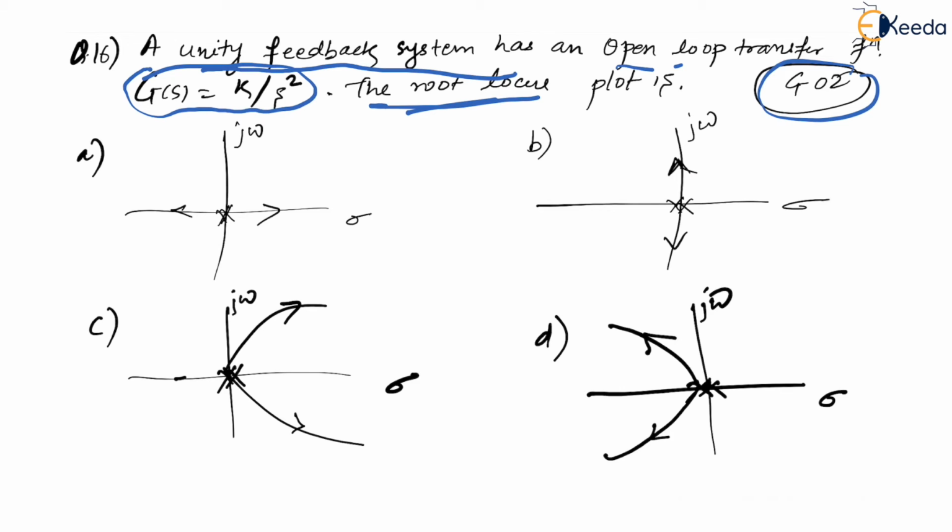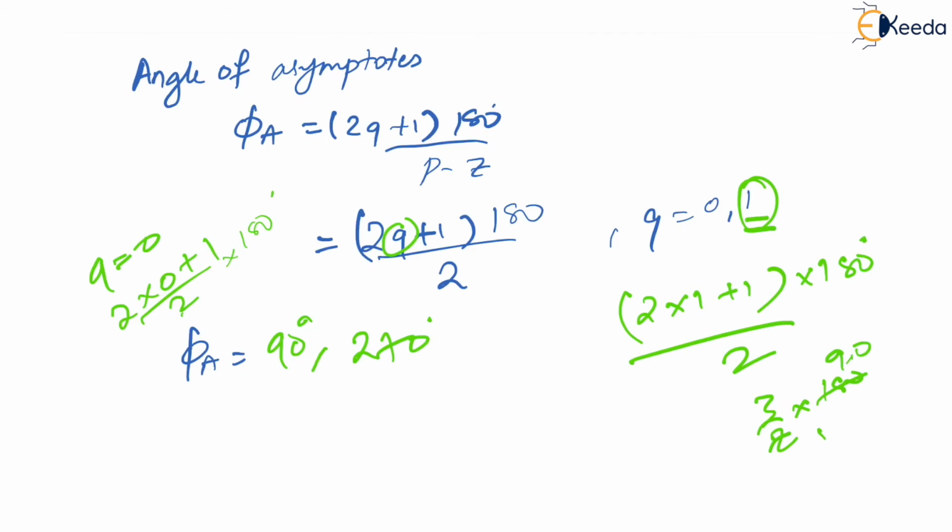Which means, what is your answer? This is 90 degrees, this is 90 degrees, and this is 270 degrees, which means definitely option B is your answer. Problem solved. Very simple question, right? Yes. Now, we will see one last question for this set, okay?